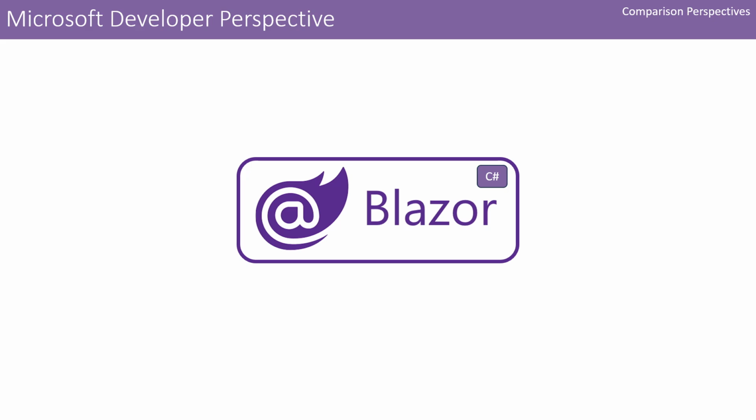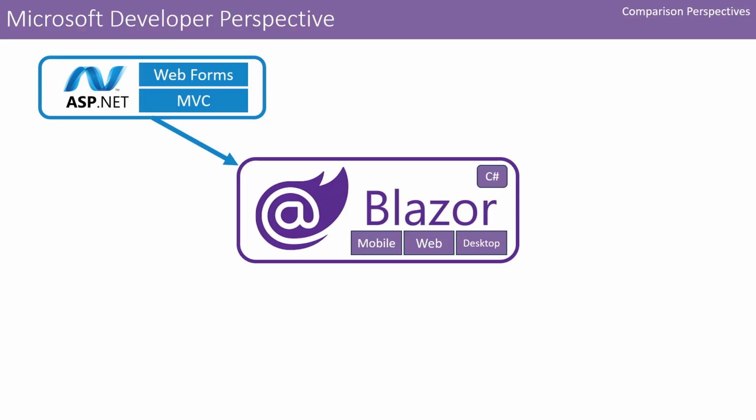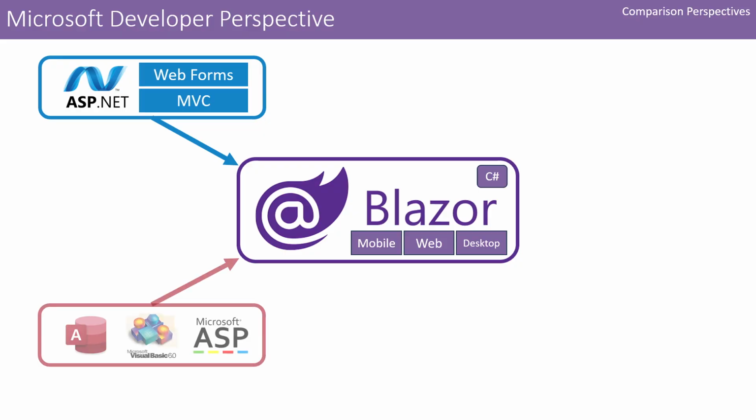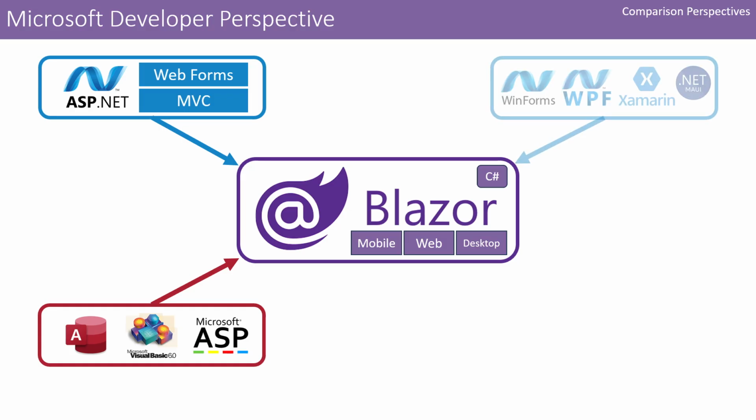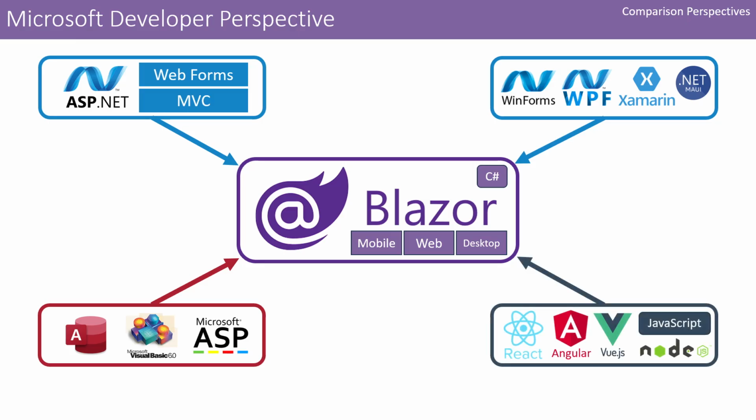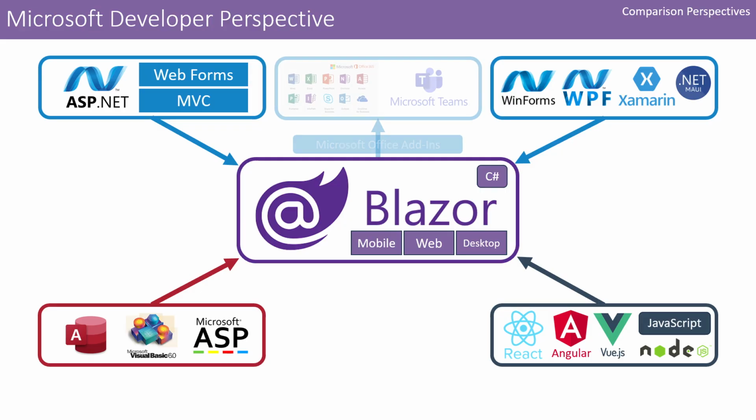So from a Microsoft developer perspective, when we look at Blazor being able to handle mobile, web, and desktop, you might be looking at it from the perspective of coming from web forms or MVC, or you might be coming from some really old stuff like an Access database or ASP Classic. Then you might be coming from a desktop application like WinForms, WPF, or even the old Xamarin stuff or .NET MAUI. And then, of course, you have your more traditional web development front-end frameworks that you might be looking at Blazor to do a little more standardization. But you can also consider Blazor for doing Office development and add-ins that a lot of people aren't really aware of. But again, that'll be covered in a part 2.